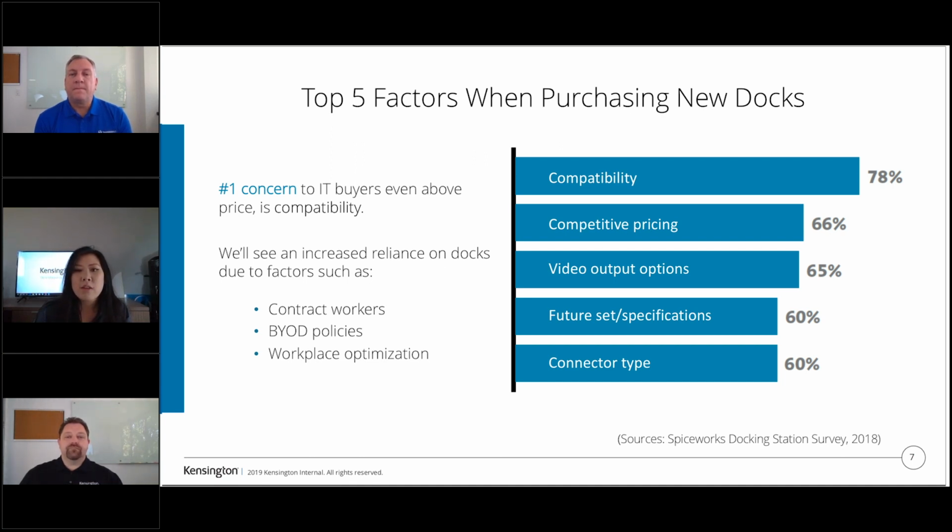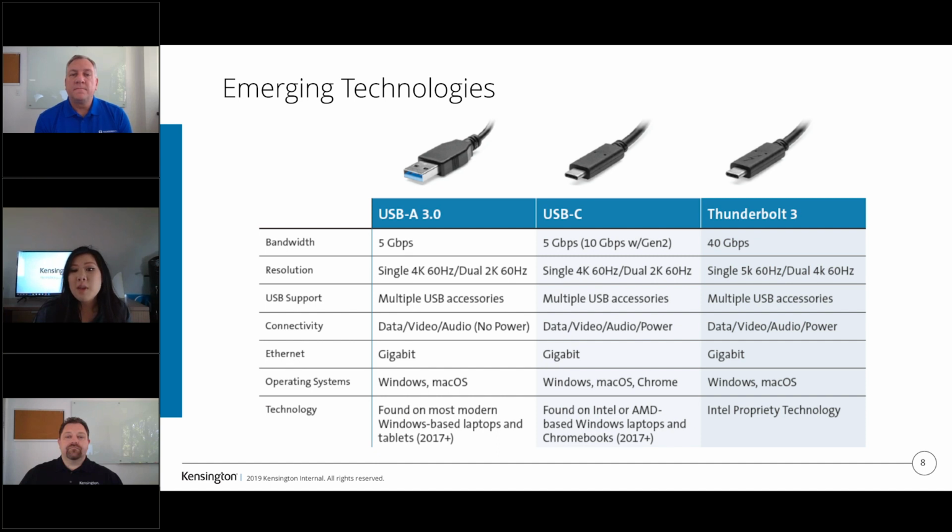Another question I have is, with that, we also found that in 2019, unit volume for universal docking stations has surpassed traditional mechanical docking stations in the B2B market. I'd love to get your insight on what you think that means for mechanical docks and USB 3.0.